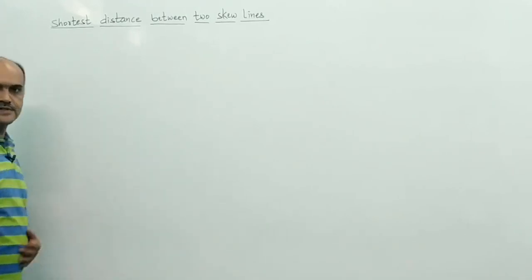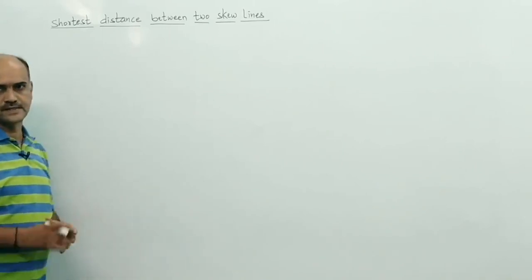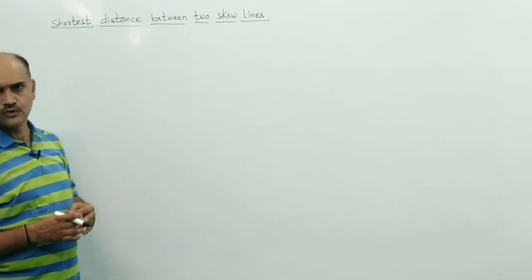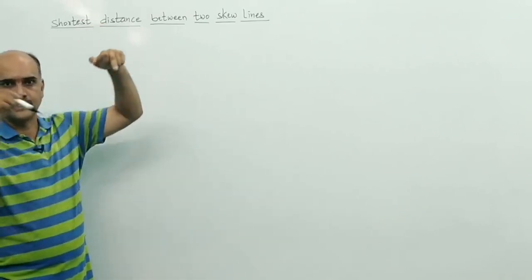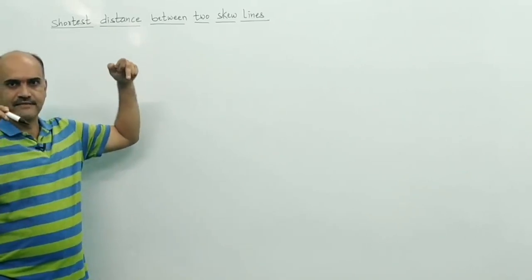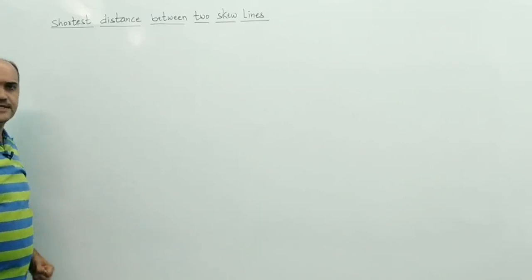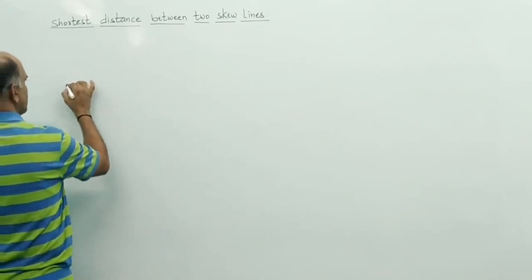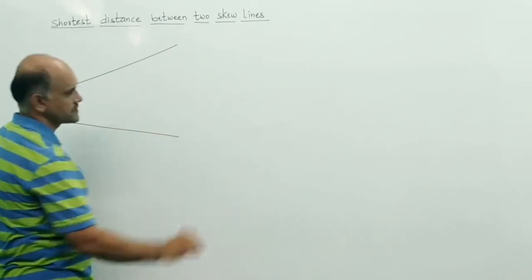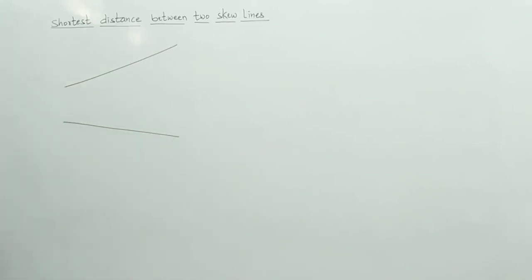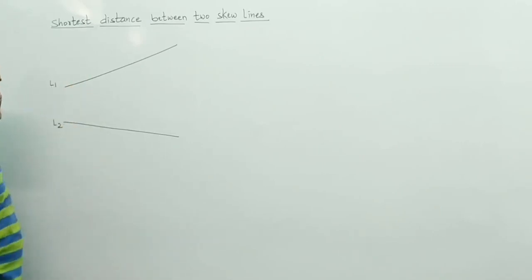So third one, students, shortest distance between two skew lines. It's very simple. Two skew lines means non-intersecting, non-parallel lines. So two lines which will never intersect and are not parallel. In two dimensions it is difficult to show. Just I will be taking two lines. You can take it as two skew lines, L1 and L2. So this is L1, this is L2.